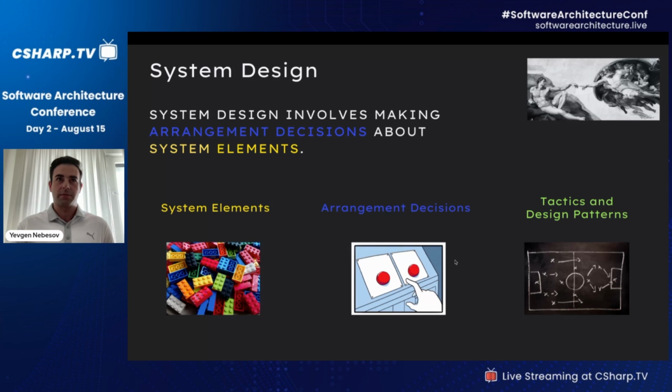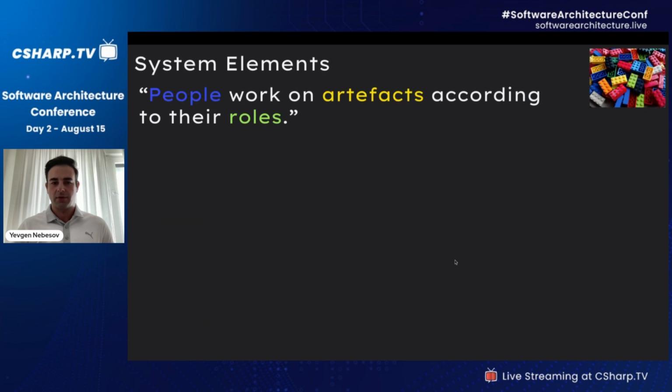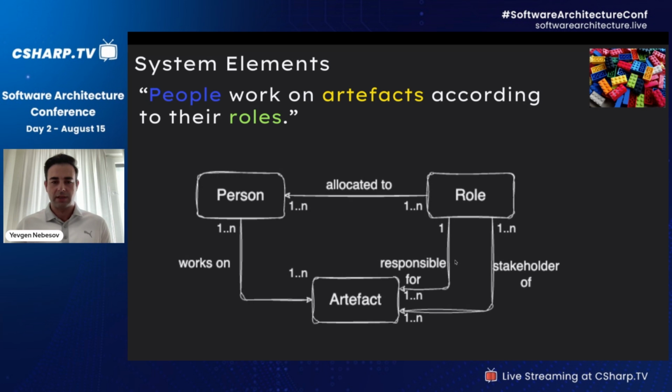So let's go through these three aspects of system design. First of all, system elements. So what are the system elements in socio-technical systems? One can answer this question by looking at what happens in software projects. In software projects, people work on artifacts according to their roles. Basically, we can visualize this on this entity relationship diagram. We have persons, people, we have roles, and we have artifacts. The roles are allocated to people, people work on artifacts, and other roles could be stakeholders of artifacts. For example, Cassandra is a person, and the role of lead architect is allocated to Cassandra.